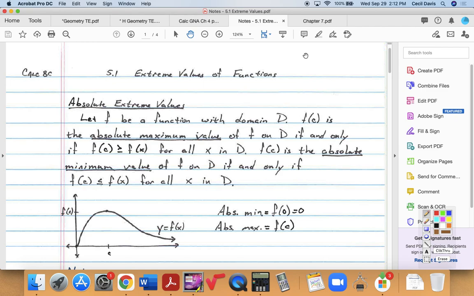So today we're going to talk about extreme values of functions. Let f be a function with domain capital D. F of c is the absolute maximum value of f on D if and only if f of c is greater than or equal to f of x for all x in D.